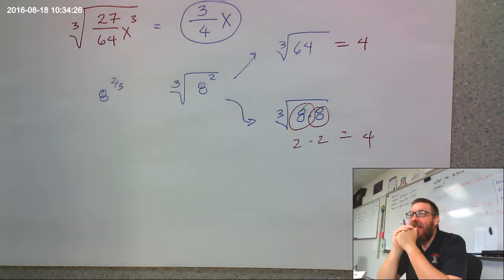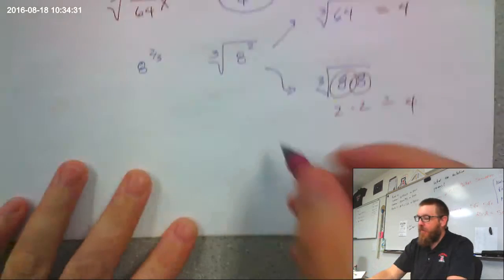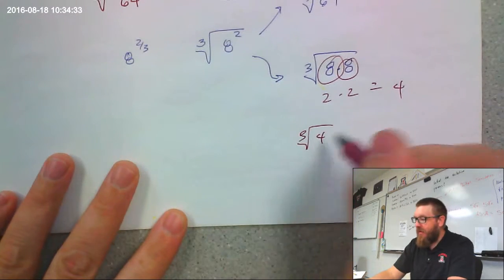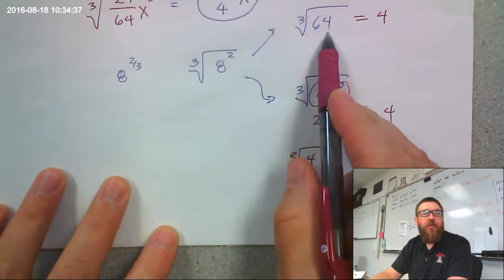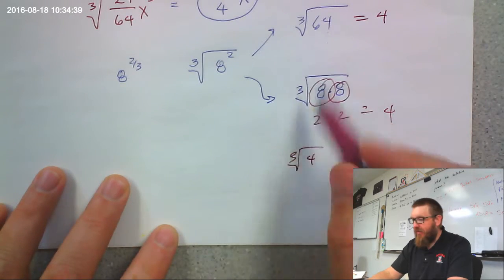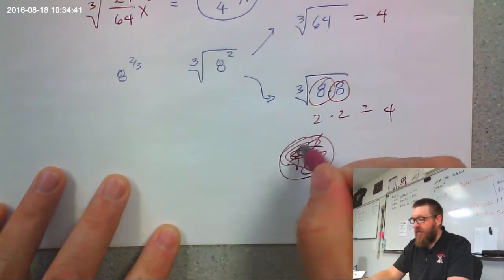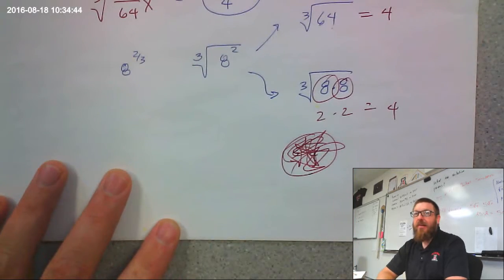I keep putting the radical sign on it. Don't do that. Because look, if you put the cube root of 4, the cube root of 4 times itself 3 times is not 64, it's only 4.